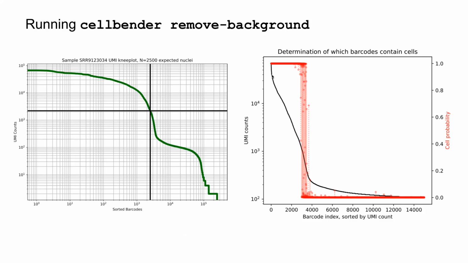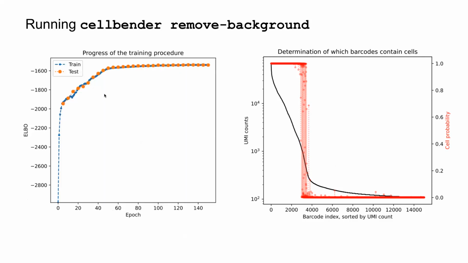One of the visual outputs is this knee plot, but it also has cell probability plotted on top of it. A value of 1 means this is a cell, somewhere in the middle is less confident, and at the bottom it's definitely not a cell. Around the inflection point, this might be a few hundred more cells than I told it, probably like 3,000 or something, where there's a gray area: some things are cells, some things it's not quite sure about, and some things are definitely not cells. It also will spit out this kind of progress of the training.